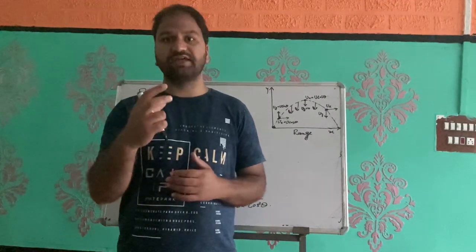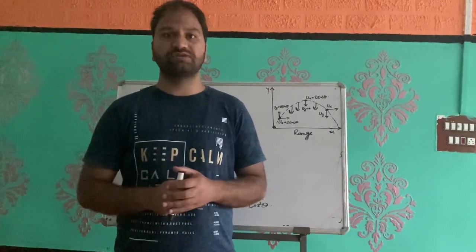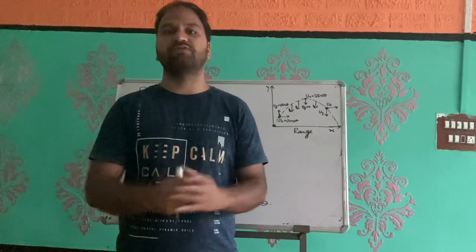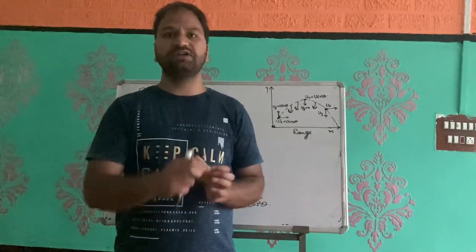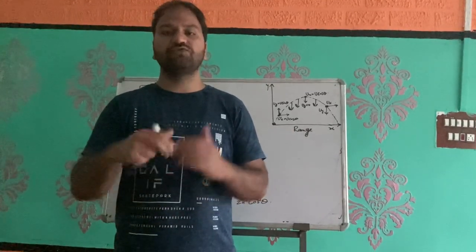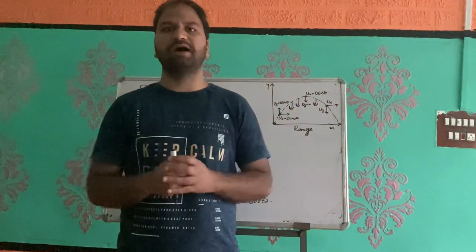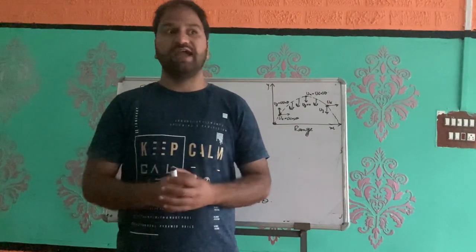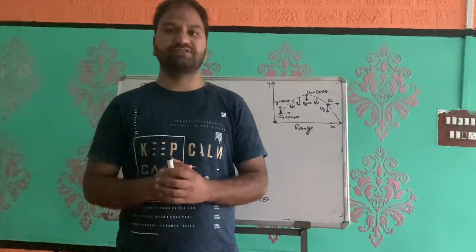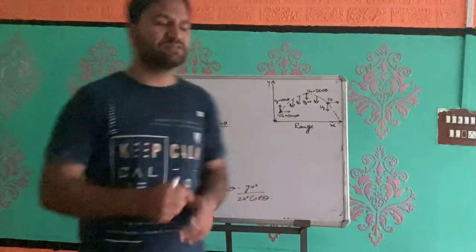Actually, we are providing an initial velocity to the object and leaving it under the effect of gravity. When we leave it under the effect of gravity, it follows a particular path that is parabolic in nature, and that path is called a trajectory. We can simply explain this from the figure.